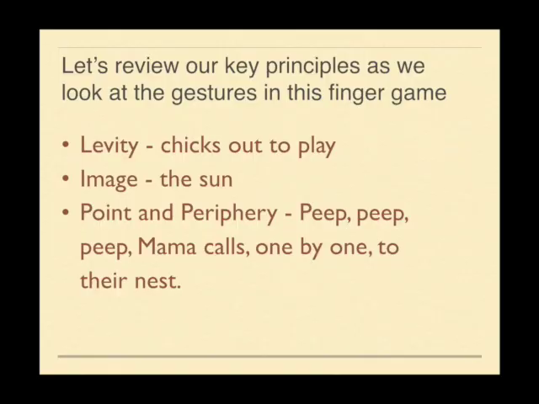Now let's review our key principles as we look at the gestures in this finger game. We have the little nest, and the little chicks come out to play. They come rising toward the sunlight. Quality, the sun is the image of the levity that the chicks follow. We also have the other spatial picture of the center and the wide periphery as they go out to play.